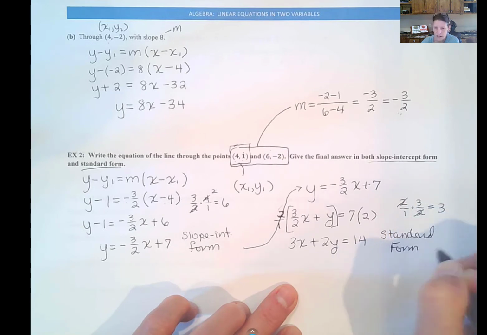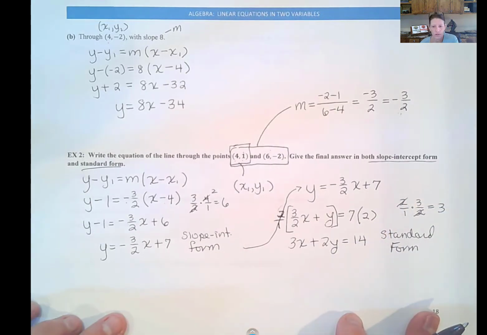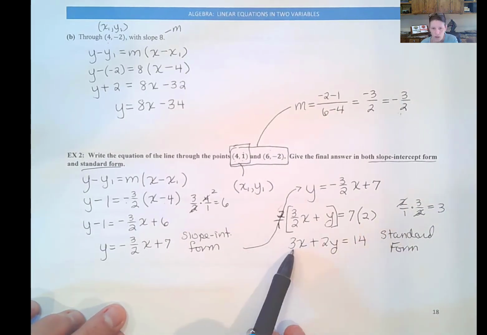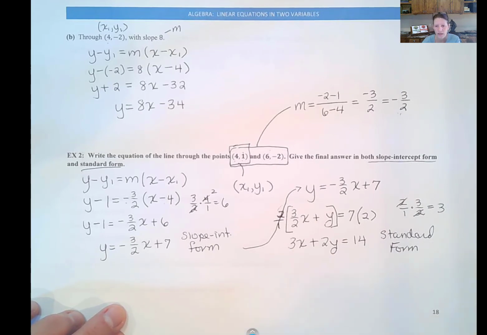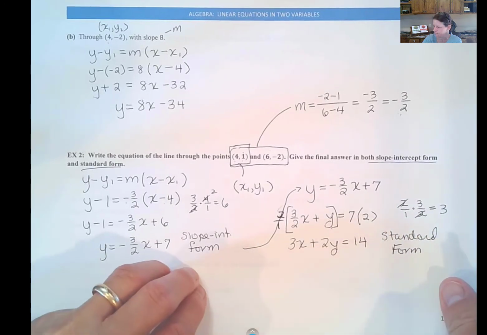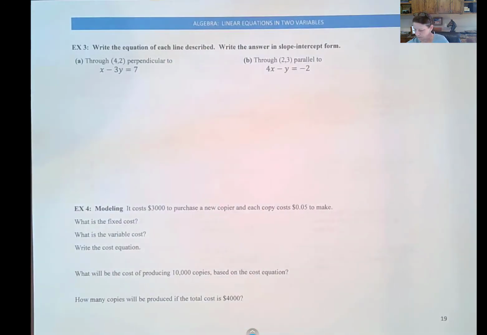x and y on the same side. Okay, no fractions or decimals. And also we want that coefficient of x to be a positive number, which it is. 3x plus 2y is equal to 14.